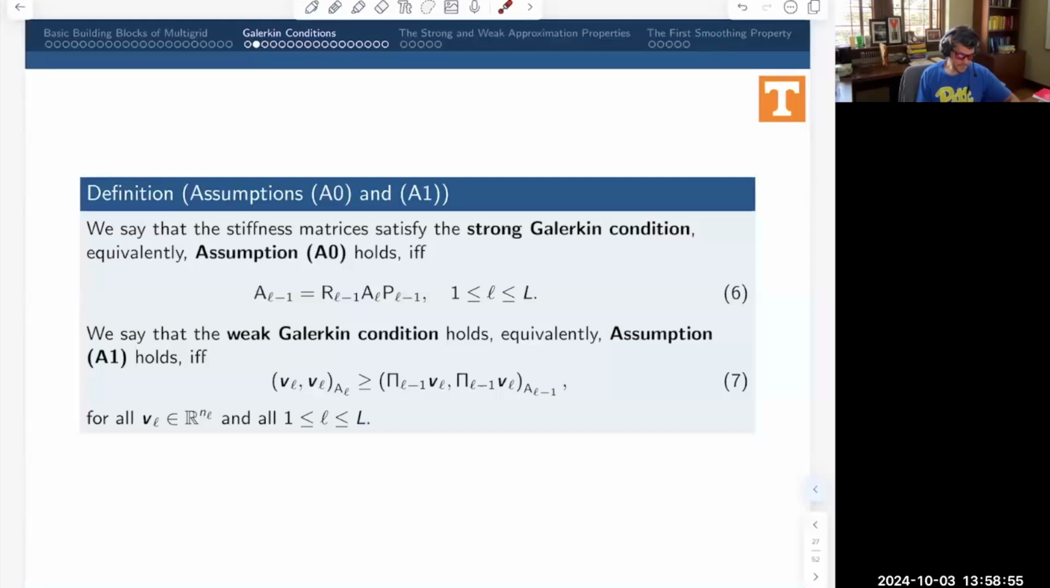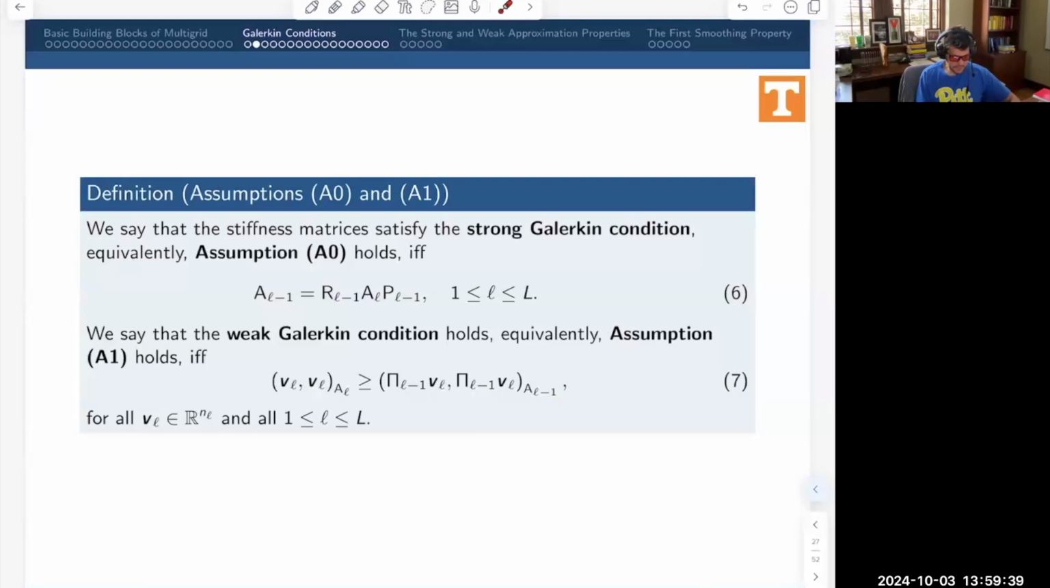Now, there is also something called the weak Galerkin condition, and we call that assumption A1. That holds if and only if for all v_L in R^{N_L}, and I might just say all v_L in level L to make life simple, the energy norm of v_L is greater than or equal to the norm of the Pi_{L-1} projection of v_L in the A_{L-1} energy norm. So this is the energy norm on the level just below.